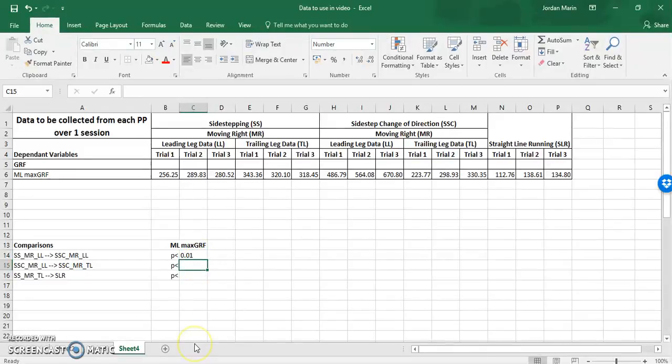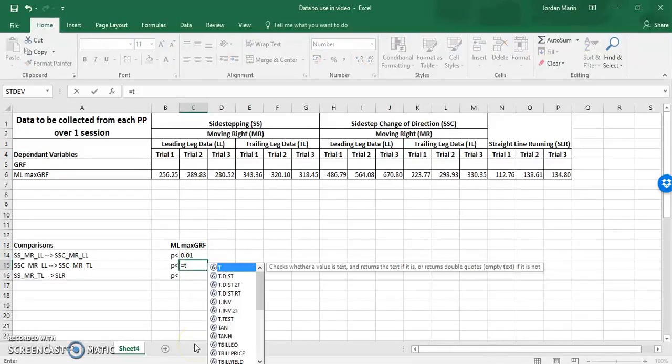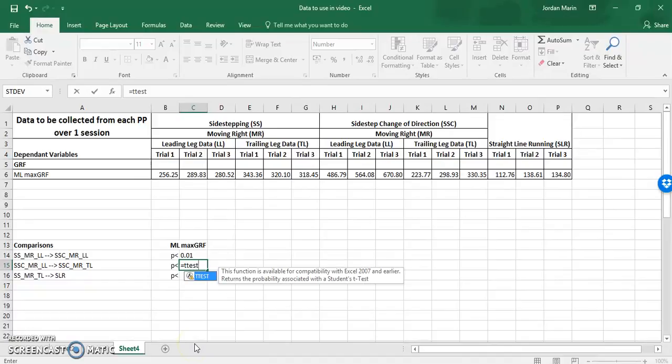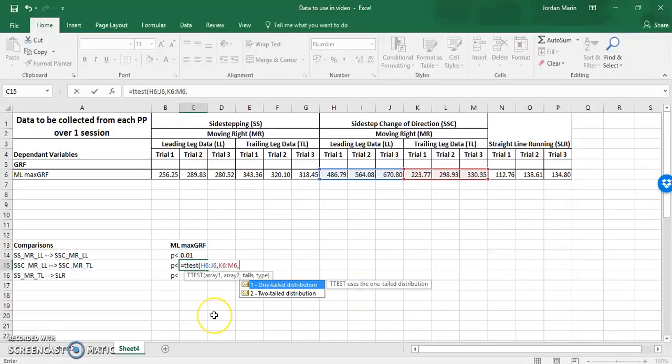Now just quickly do the two t-tests for these two comparisons. So we're looking at sidestep and change, moving right, leading leg, sidestep and change, moving right, leading leg, so that's these three. The second set of data is sidestep and change, moving right, trailing leg, sidestep and change, moving right, trailing leg, so it's these three. Again, it's a one-tailed test, and again, it is a paired t-test.